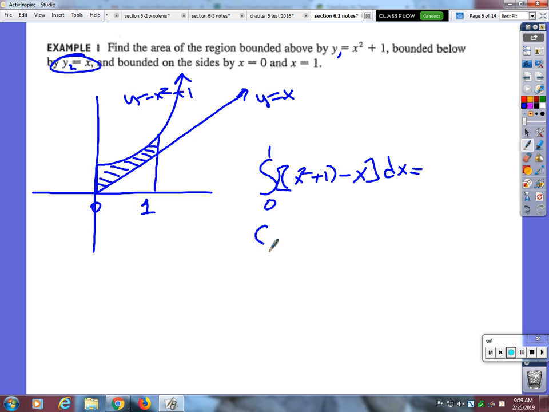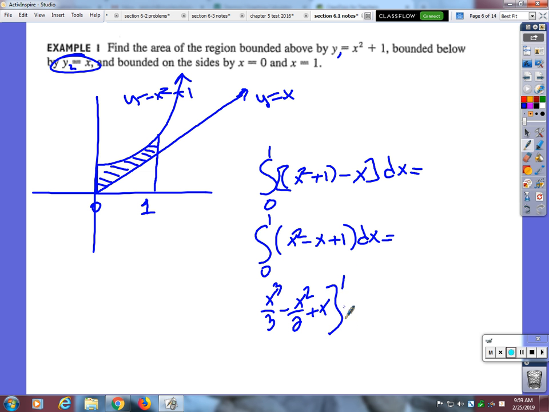Okay, so I'm going to simplify first. So I'm going to rewrite this as x squared minus x plus 1. And then I just have to do the antiderivative stuff. What's the antiderivative of x squared? X to the third over 3. The antiderivative of x is x squared over 2. The antiderivative of 1 is x. And I'm going from 1 to 0.